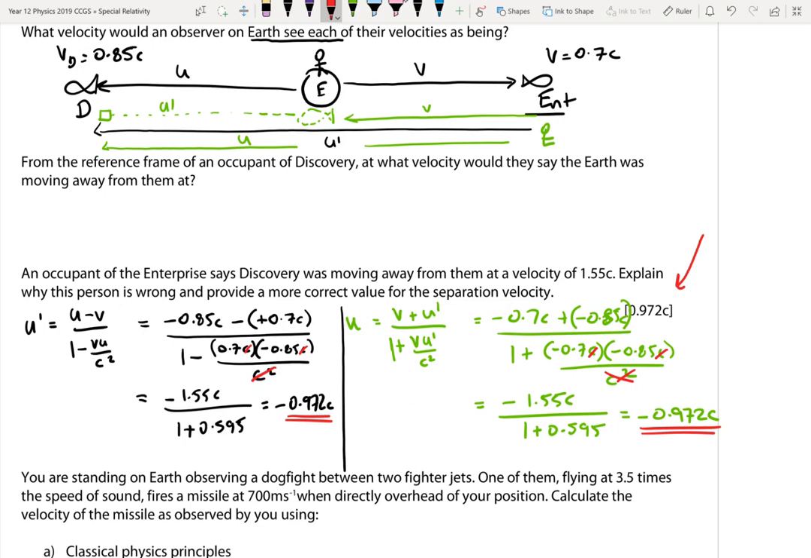Now let's look at the green pen. U prime is from the frame of reference, the imaginary dotted spaceship, that was given v from the Enterprise. And so I always say, let's shift things so that we have an imaginary spaceship firing an imaginary missile.